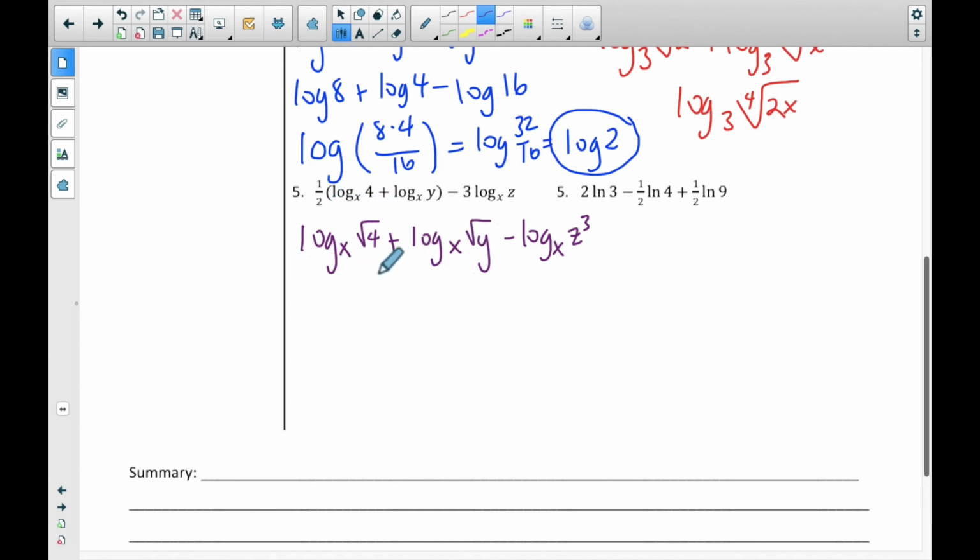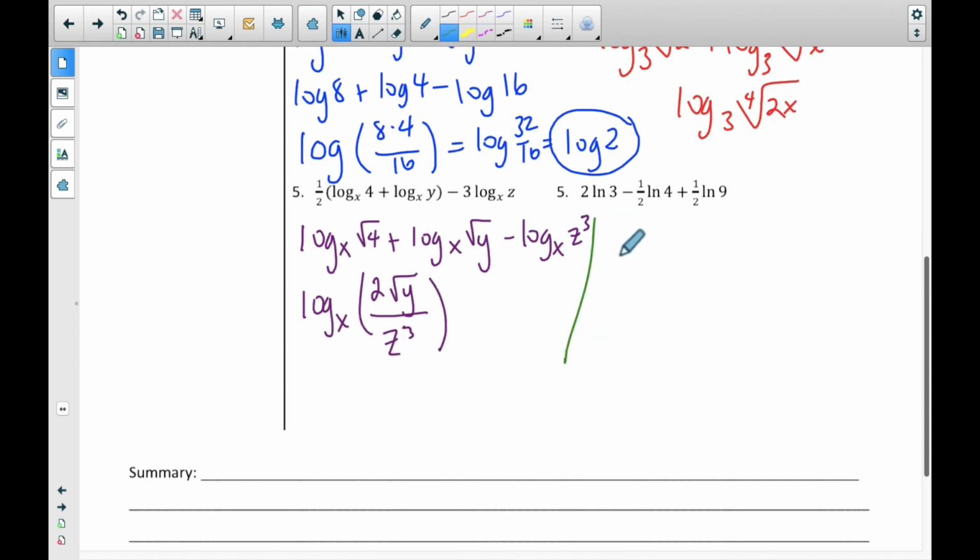So now they're all log base x. Plus is going to be multiply, minus is going to be subtract. And the square root of 4, what's the square root of 4? It's just 2. So we have 2 root y on the top, and then minus means divide, and we have z to the 3rd on the bottom. And that's our final answer.